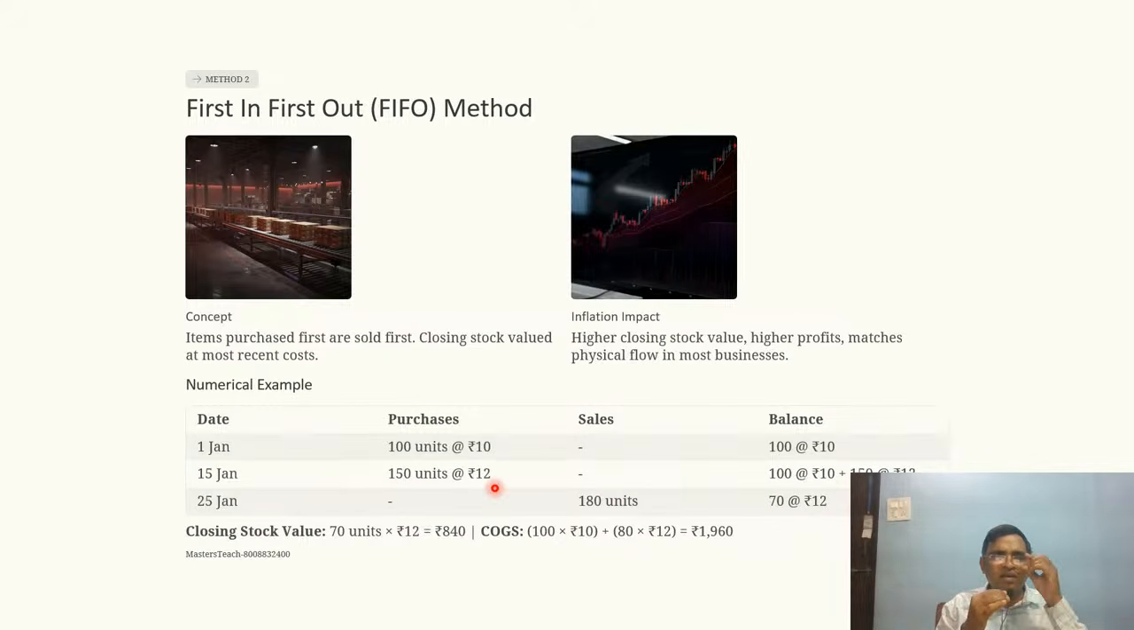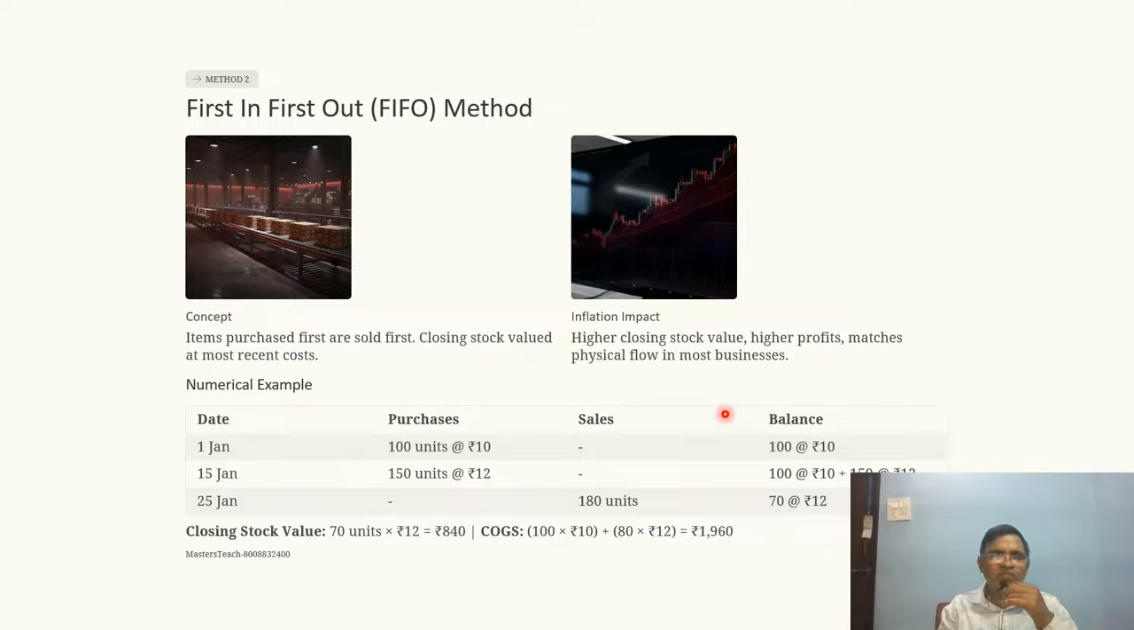Then there is FIFO and LIFO inventory valuation. What is FIFO? First in, first out method. Items purchased first are sold first, so closing stock is valued at the most recent cost. Whatever is purchased first will be sold first. Here, the result is higher closing stock value and higher profits, and it matches the physical flow in business. So the cost of the stock may be higher, and it is easy to maintain the inventory.